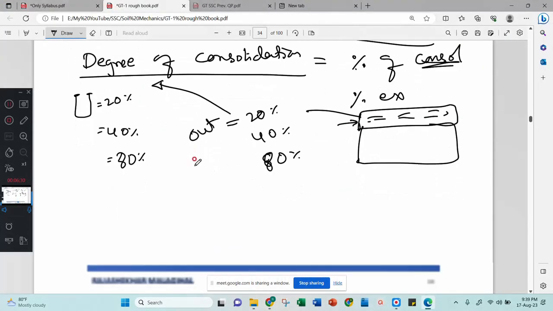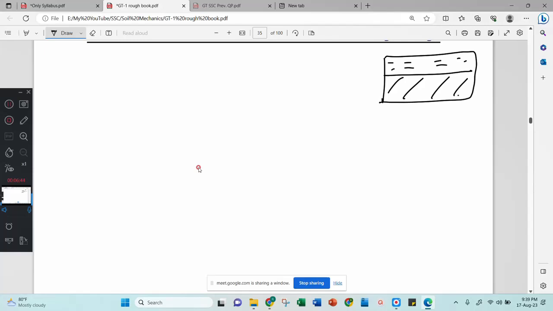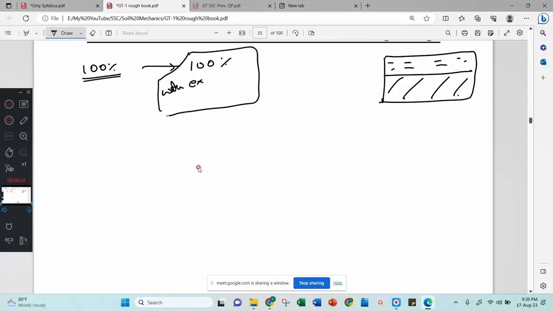Now, how to express this degree of consolidation? Let us consider this is a soil, this is your water and this is your solids. What do you mean by 100% consolidation? It means 100% water expulsion. Is it possible theoretically? Practically? No, 100% consolidation is not at all possible.